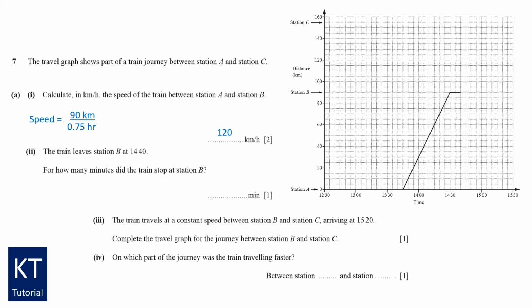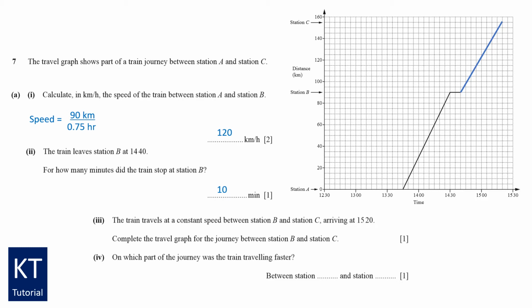Next, the train leaves station B at 14:40. For how many minutes did the train stop at station B? Looking at the duration at which the graph is flat, it shows 10 minutes. Next, the train travels at a constant speed between station B and station C, arriving at 15:20. Complete the travel graph for the journey between station B and station C. The blue line on the graph is the required plot.